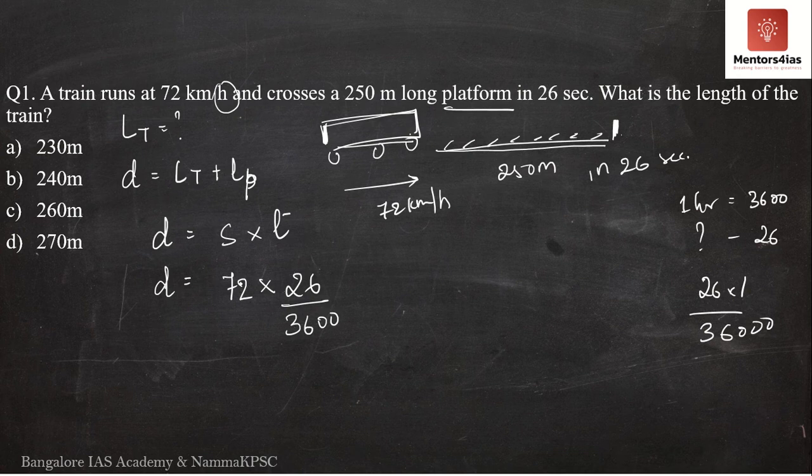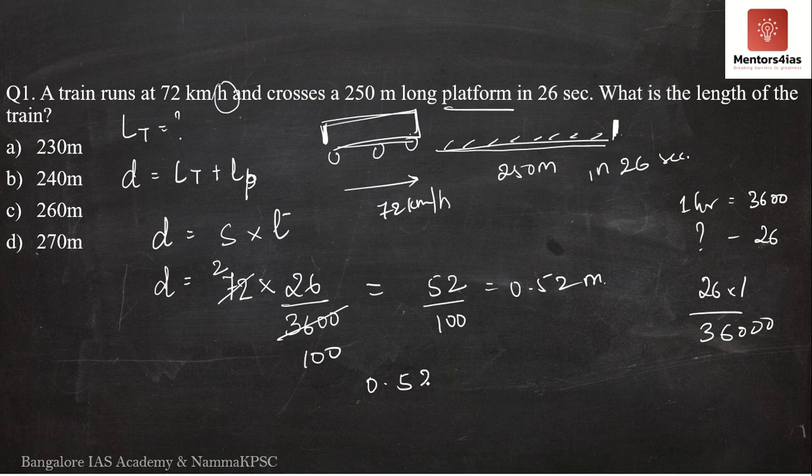Okay, so we have 72 into 26 divided by 3600. Now obviously 36 into 2 is 72. So 36 2s are 72. This is 100. We have 6 2s are 12, 1 carry here, 2 2s are 4. So 52 divided by 100, or 0.52. Therefore, distance is equal to 0.52 kilometers, or the total length over here is 0.52 kilometers.